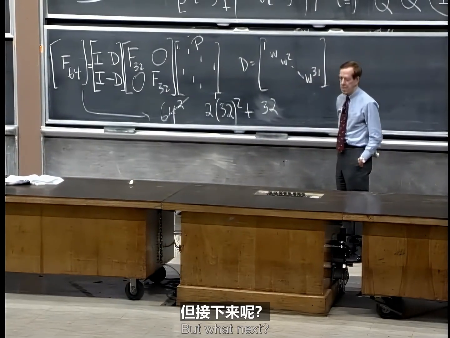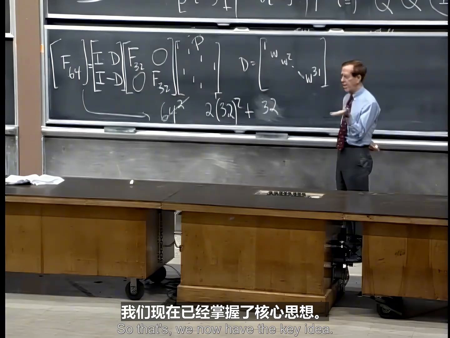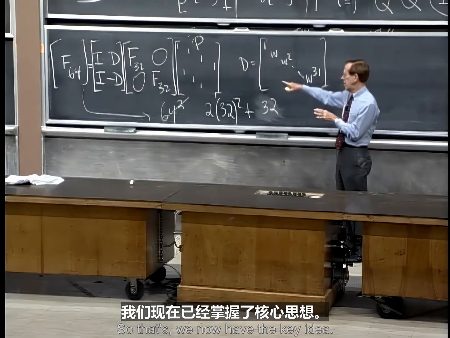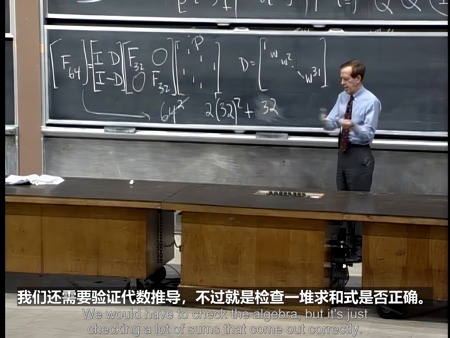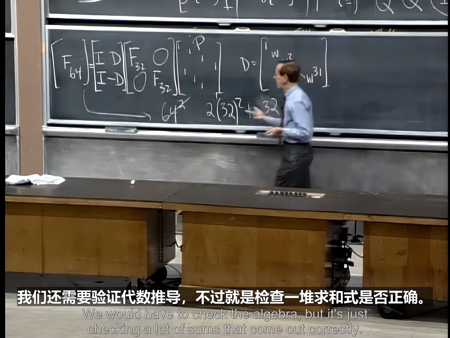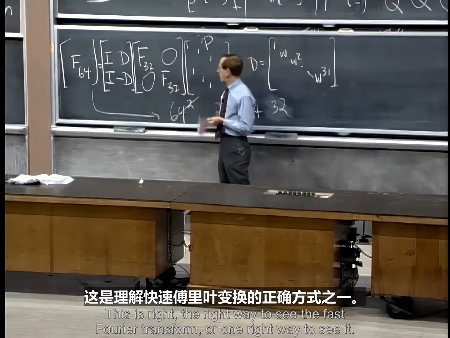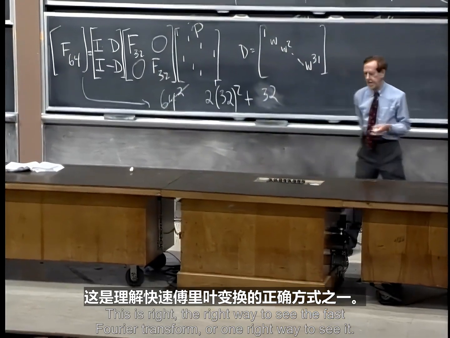Okay, great. But what next? So we now have the key idea. We would have to check the algebra, but it's just checking a lot of sums that come out correctly. This is the right way to see the fast Fourier transform, or one right way to see it.